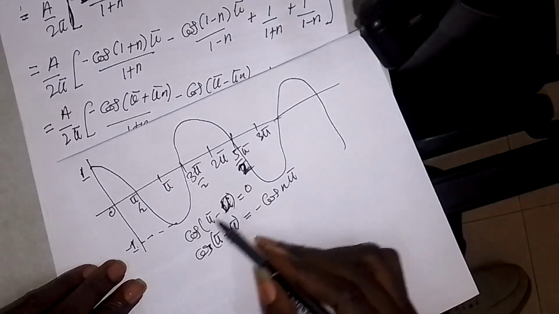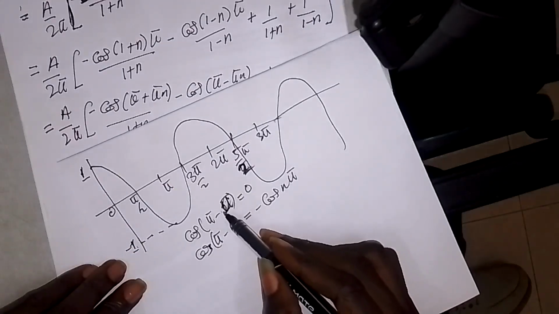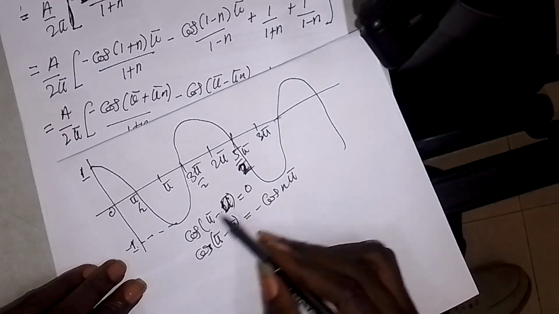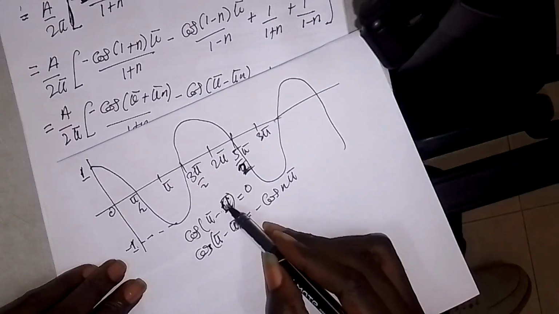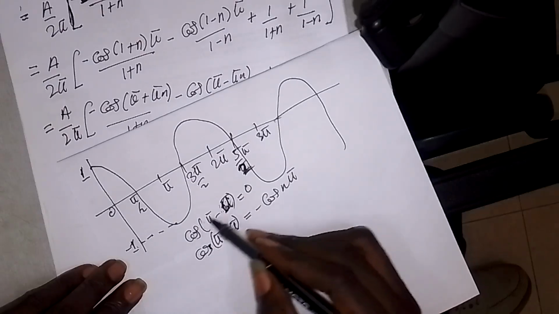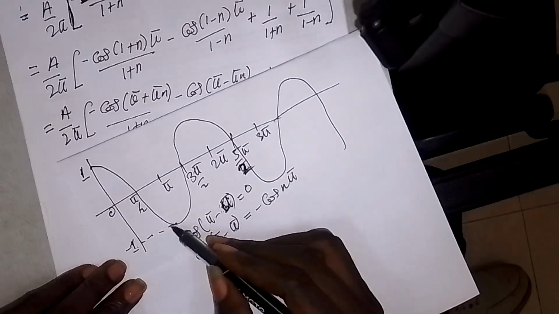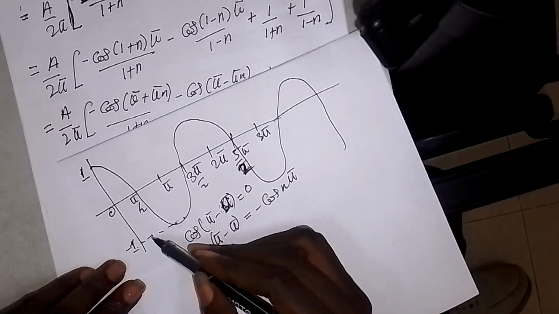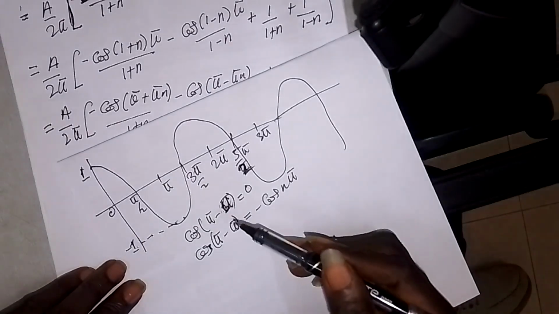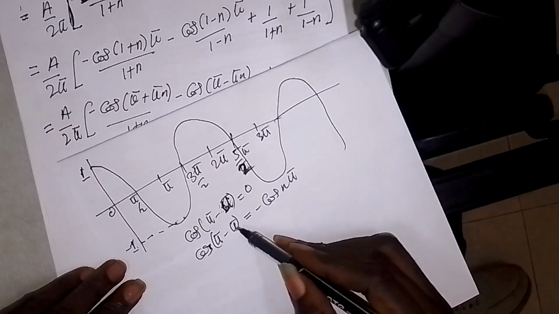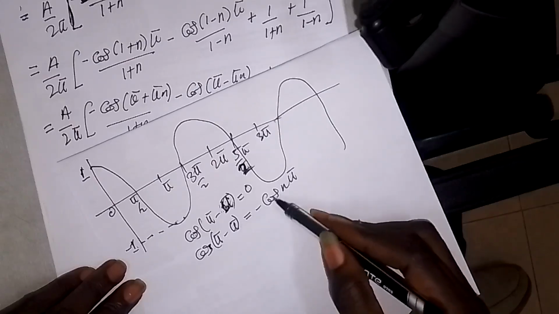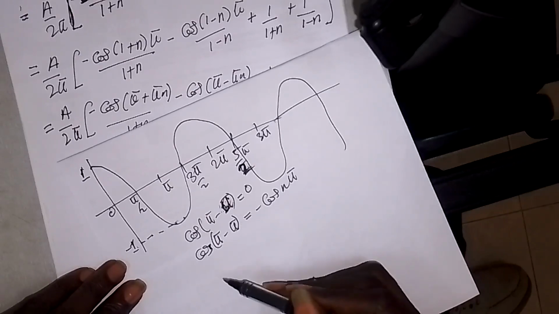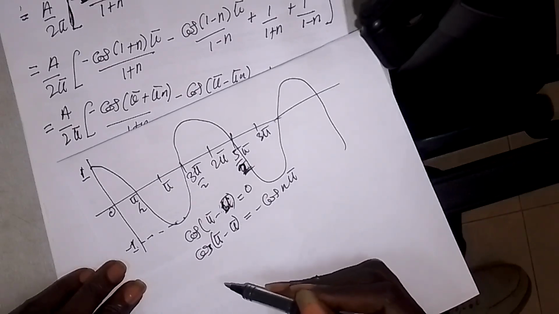And then cos nπ, with n equal to 1, is cos π, which is minus 1. If you multiply the minus 1 by minus 1, you get 1. So that means cos(π − nπ) is equal to minus cos nπ.